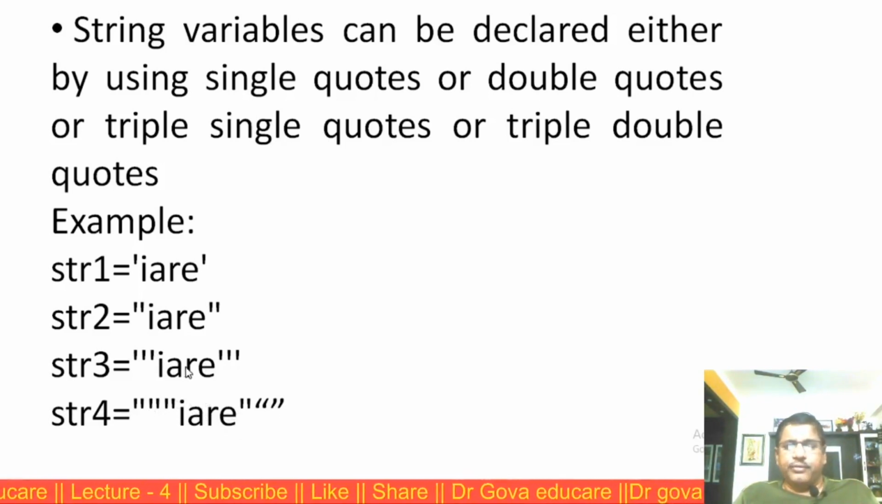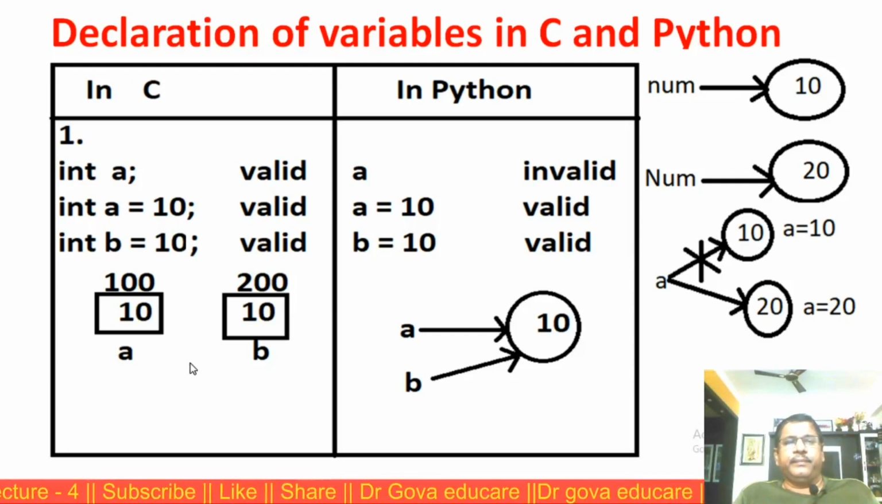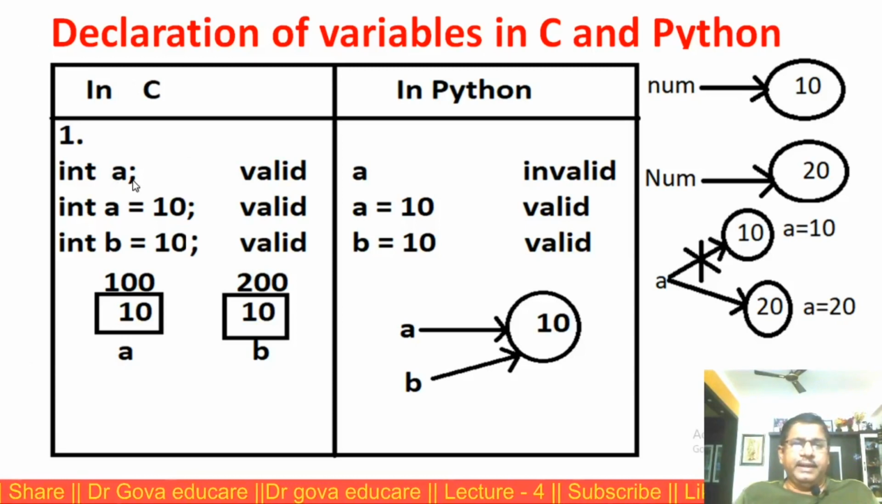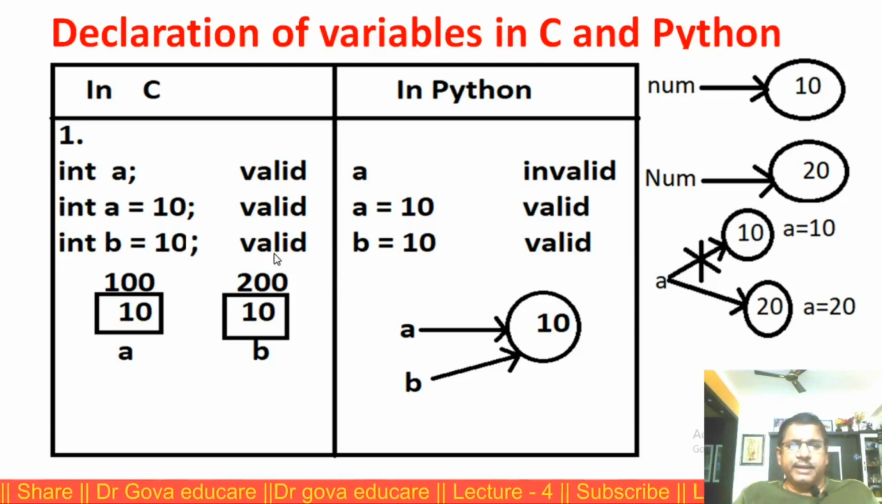str4 = """IARE""" within triple double quotes is also valid. Now this is the declaration of variables in C and Python. In C, int a is valid, but simply a is invalid. int a = 10 is valid. a = 10 is also valid in Python programming. int b = 10 is valid, b = 10 is valid.